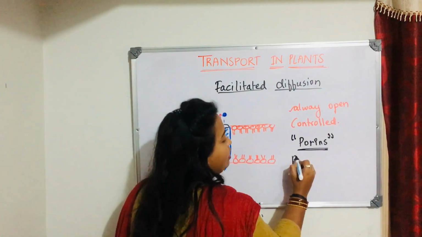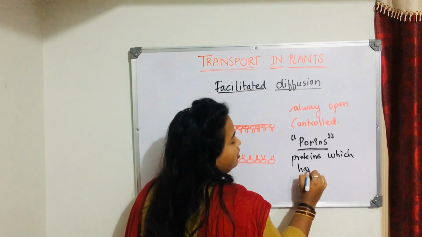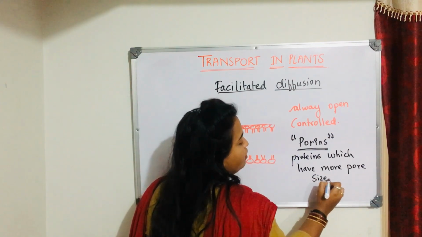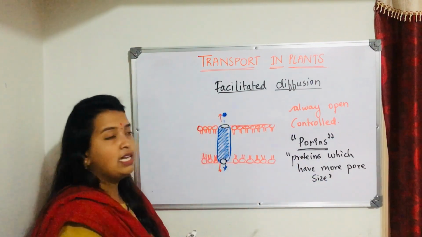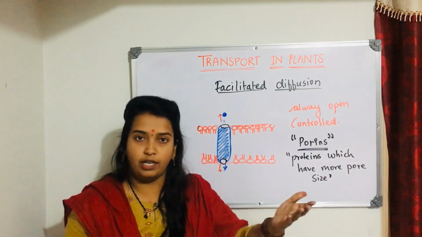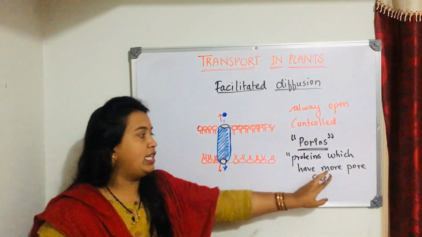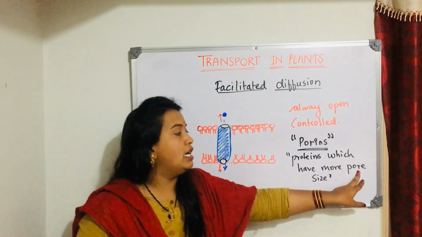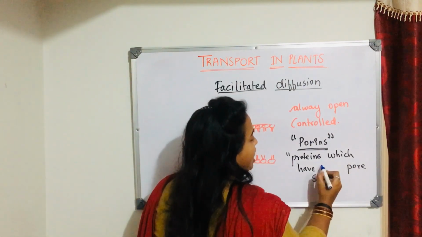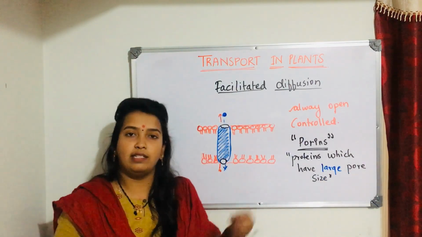So porins are nothing but proteins which have more pore size. If the size is more in porins, then what will happen? Molecules of bigger size can also move faster through those porins. So porins are basically transport membrane proteins only, but the only thing is the size of that pore is larger. You can consider it as a large pore size. If the pore size is more, then those proteins are called porins.